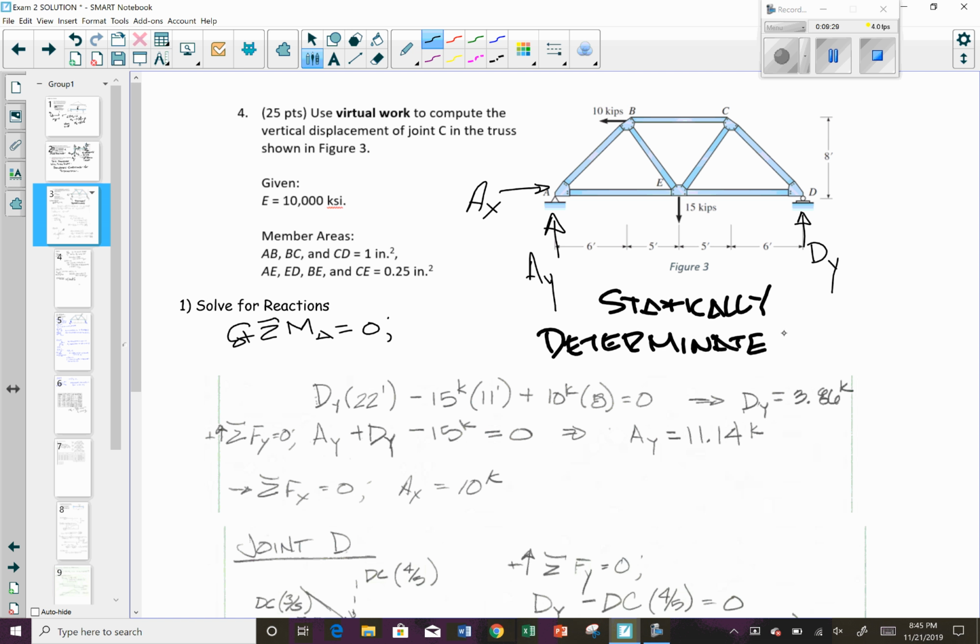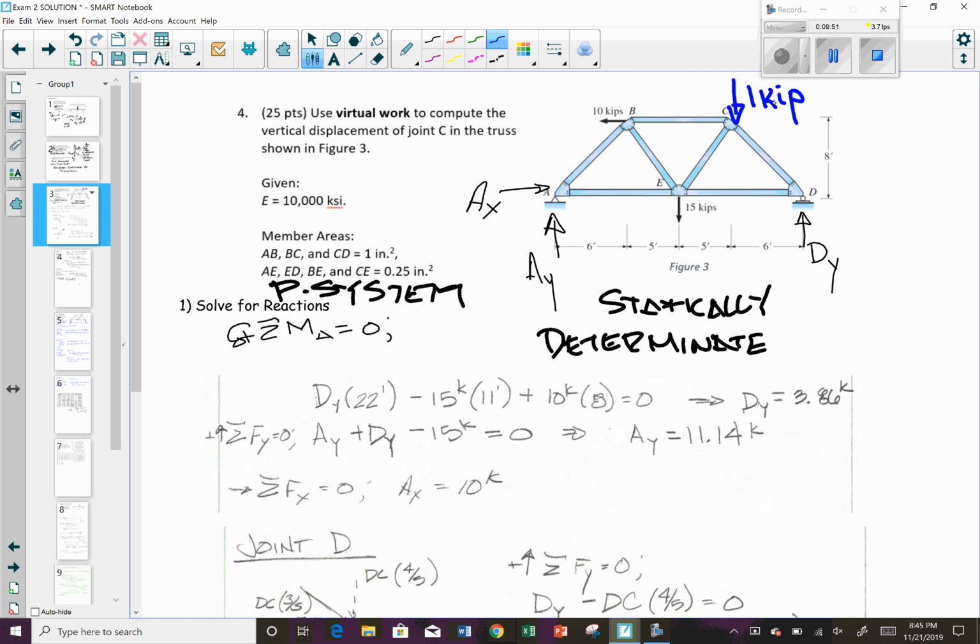So you should go through and you get your P system. So your P system is this one. And then you're going to solve for your Q system. We'll get blue by putting a point load in the direction of the displacement that you want.